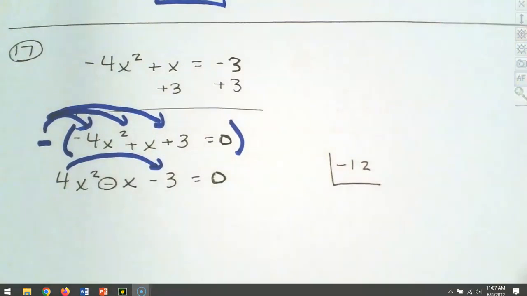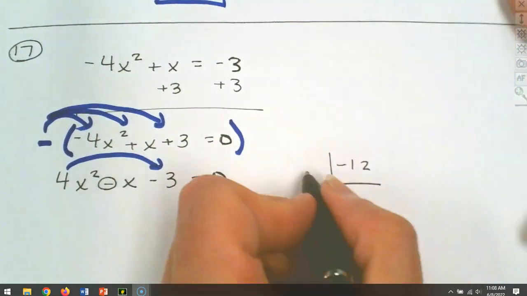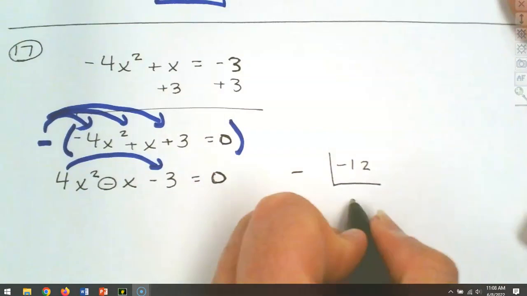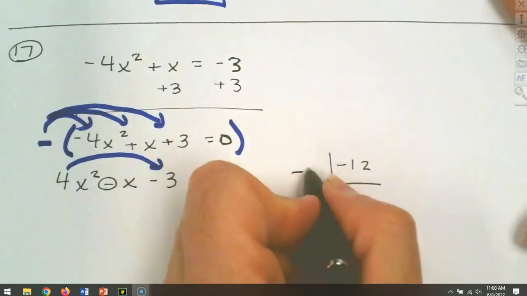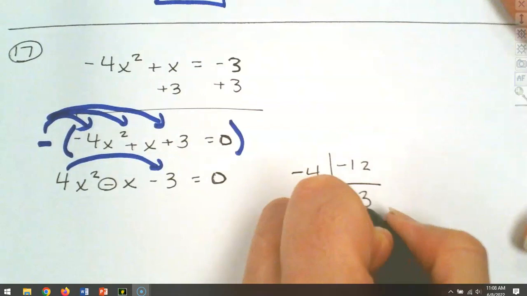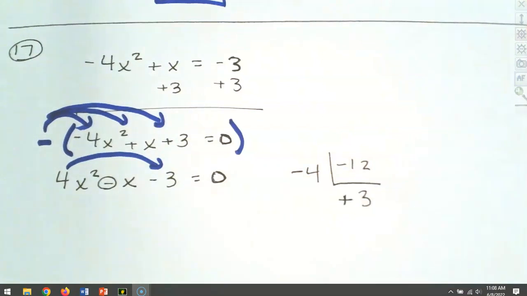So which one's going to be the larger? Negative. Negative, always, the larger one goes first. Smaller one goes down below. What two numbers multiply together to give you 12, subtract from each other to give you 1? 4 and 3. Okay. Negative goes first, so we need a minus 4, and we need a positive 3. Is everyone okay with these so far?